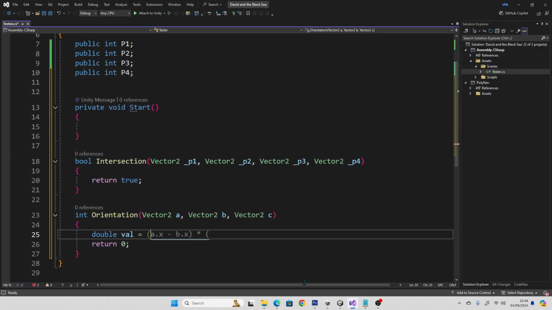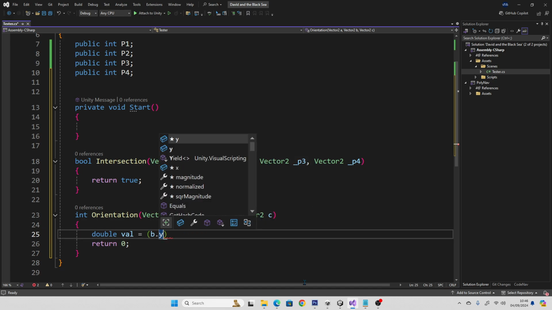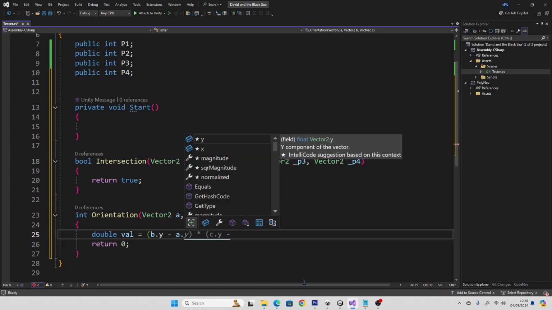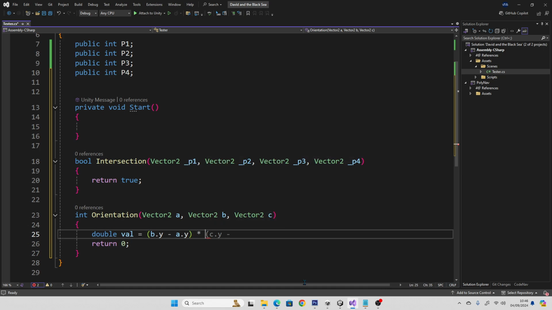So I've got this written on the side, so I'm just going to type it out. So by minus ay multiplied by cy minus, sorry, cx minus ax. And then we're going to minus bx minus ax multiplied by cy, and that's not ay, by. It's trying to give me the code, but it is wrong. All right, so this is what we want.